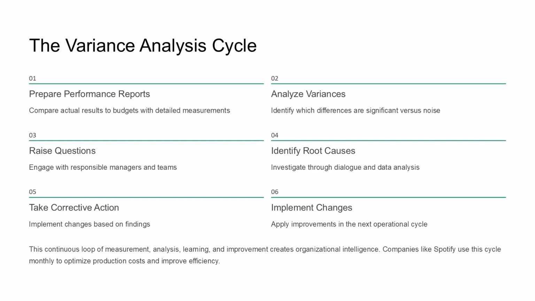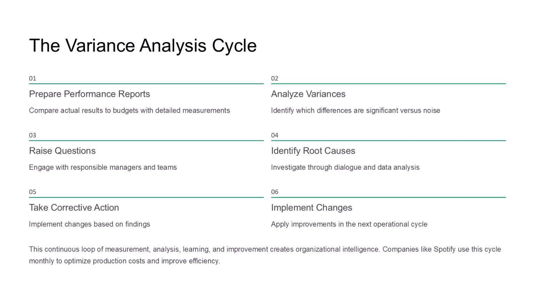Think about how Spotify uses this. They budget production costs for original podcast content, then compare actual spending to those budgets monthly. If a show comes in under budget, they investigate why. Was it efficient production? Lower talent costs? Fewer episodes? And if it's over budget, same questions, different direction. But here's the key.